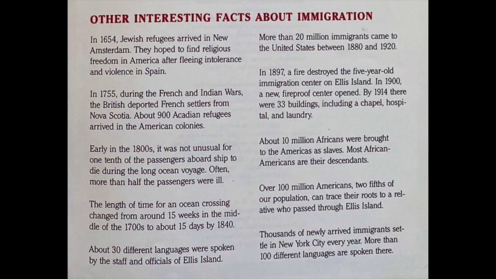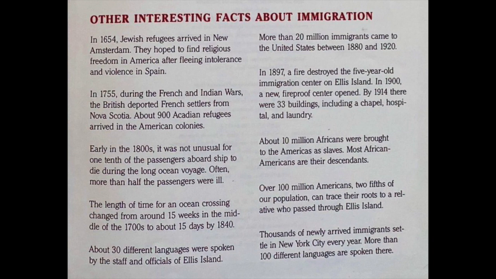So the next part of the back matter is other interesting facts about immigration. In 1654, Jewish refugees arrived in New Amsterdam. They hoped to find religious freedom in America after fleeing intolerance and violence in Spain. In 1755, during the French and Indian Wars, the British deported French settlers from Nova Scotia. About 900 Acadian refugees arrived in the American colonies.